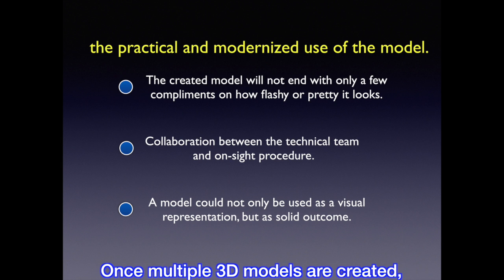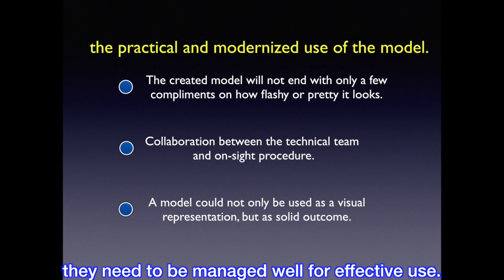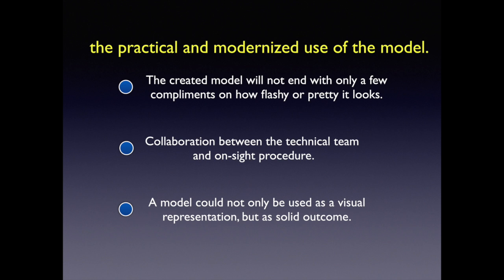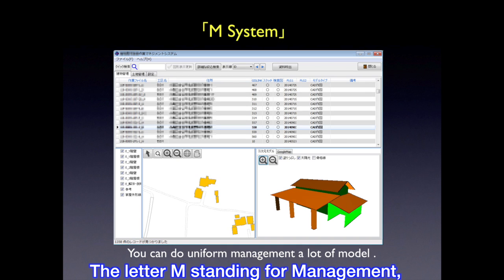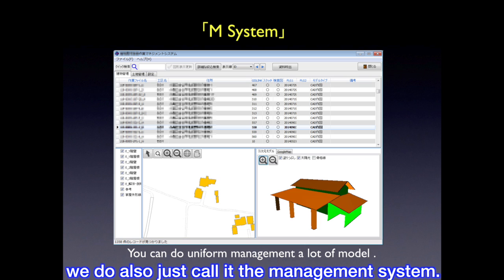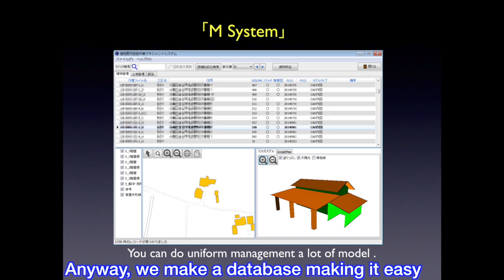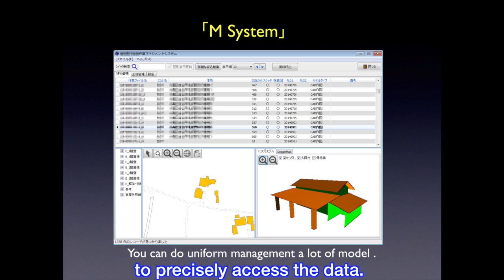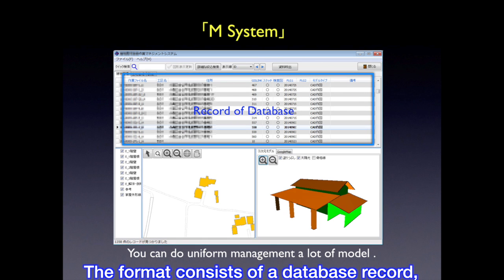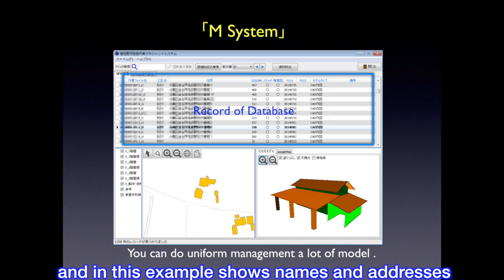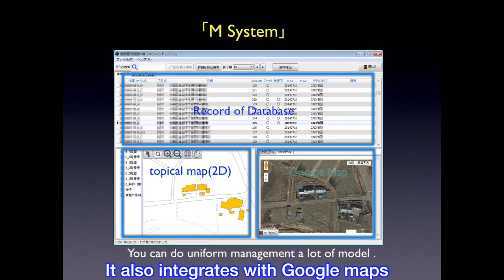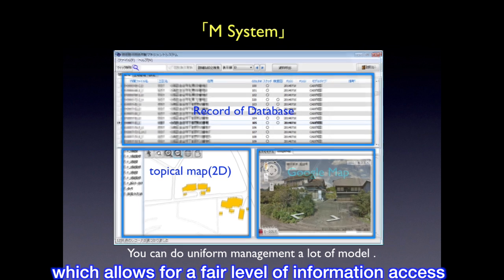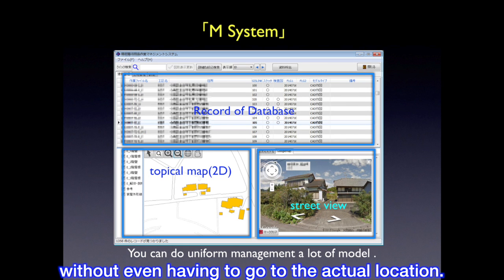Once multiple 3D models are created, they need to be managed well for effective use. So we designed something called the M system, the letter M standing for management. We also just call it the management system. Anyway, we make a database making it easy to precisely access the data. The format consists of a database record, and this example shows names and addresses, and also the 2D layout of the house, along with a 3D model. It also integrates with Google Maps, which allows for a fair level of information access without even having to go to the actual location.